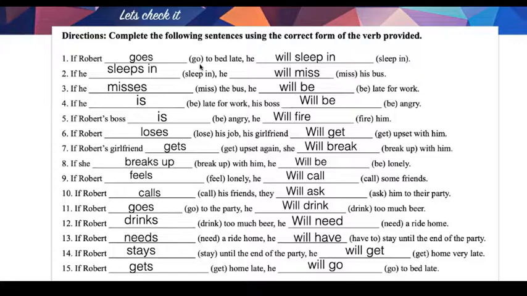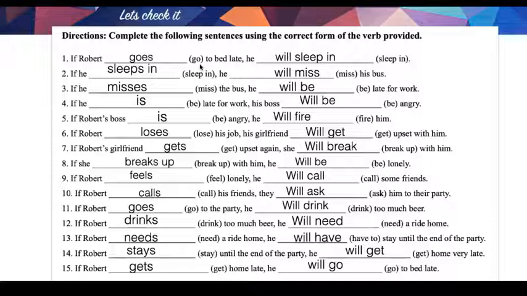Okay, after the 17 minutes you take to do this exercise, we are going to start checking it. The first part is: if Robert goes to bed late. Yes, because according to the grammar rule, after if, you need the verb in simple present. And we're talking about Robert. That's why it's in third person. If Robert goes to bed late, he will sleep in. Okay? 2. If he sleeps in, because we continue talking about Robert, he will miss his bus.